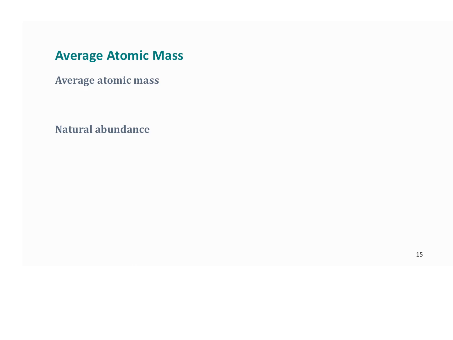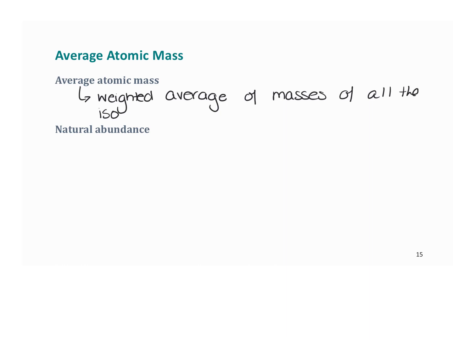And so instead we use something called the average atomic mass that takes into account the masses of all the isotopes of an element. And so the average atomic mass is just a weighted average of masses of all the isotopes of an element. And we're going to see how to calculate that in just a second.